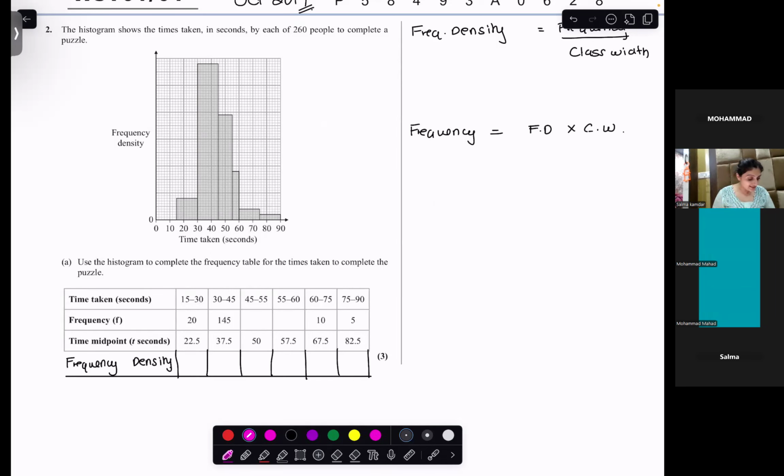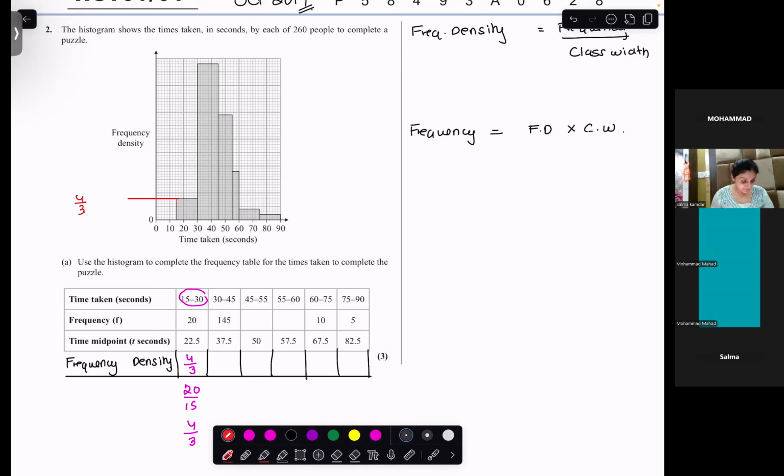Can you tell me the frequency density for this? Since the frequency is 20, the class width is 15. So 20 divided by 15, which is 4 by 3. So the frequency density over here is 4 by 3. Now if I say it is 4 by 3 for the interval of 15 to 30, are you with me? It means that this line over here represents 4 by 3.